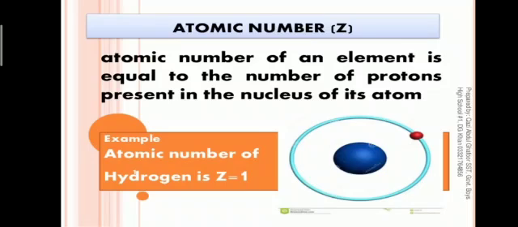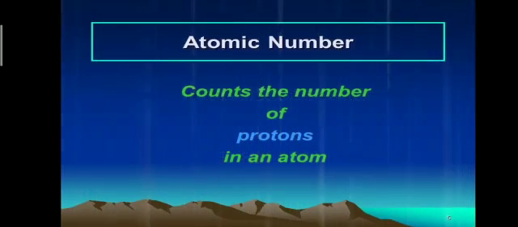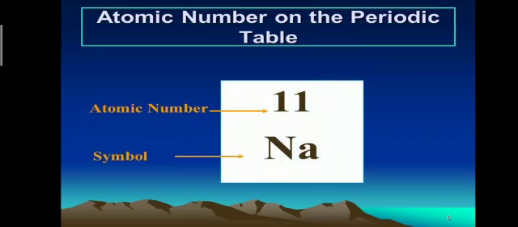For hydrogen, the atomic number is 1. Similarly, for carbon, the atomic number, that is, the number of protons or the number of electrons, is 6. For sodium, the atomic number or the number of protons is 11. The atomic number counts the number of protons in an atom. Likewise, this is an example of sodium. The 11 is the number of protons or the number of electrons of sodium.